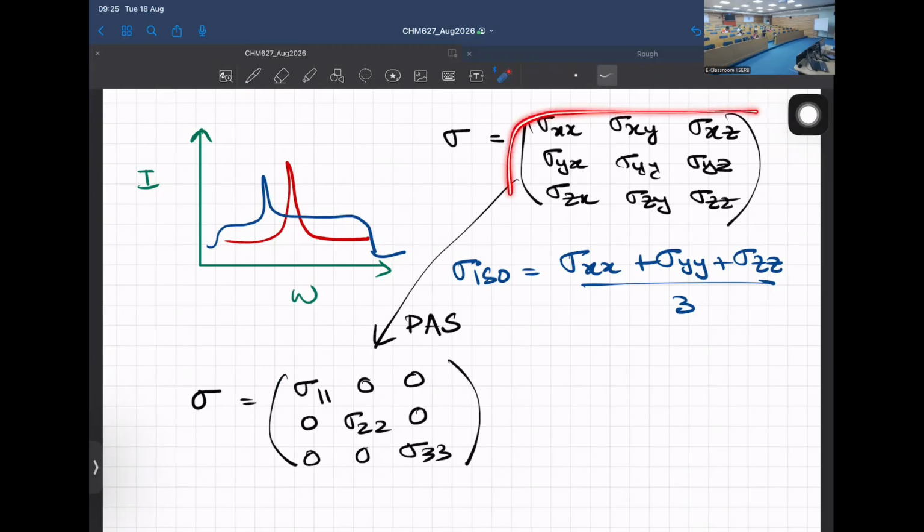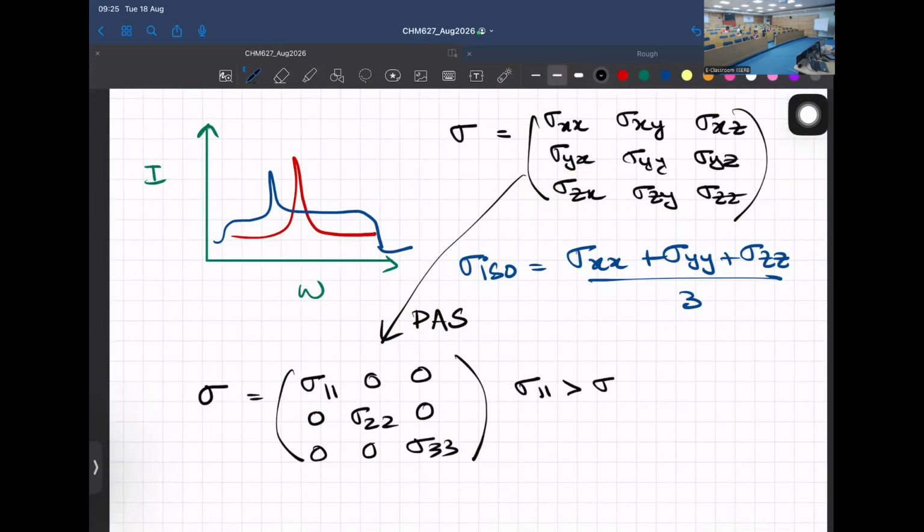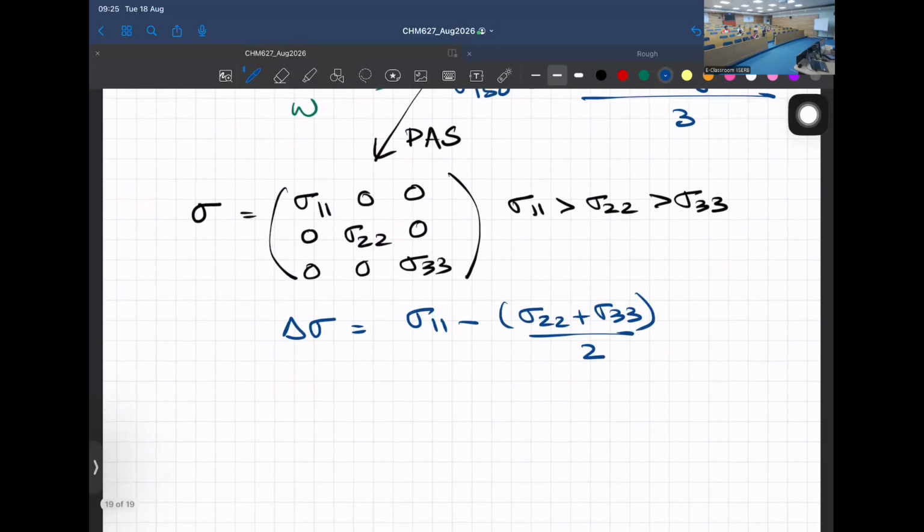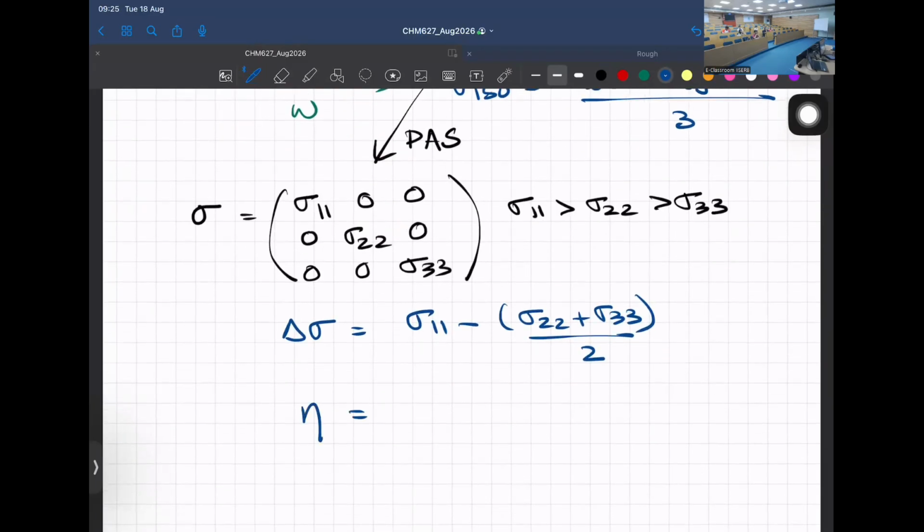You can always start with a 3x3 matrix and diagonalize it such that only the diagonal components exist, and you arrange them as sigma 11 greater than sigma 22 greater than sigma 33, which we call a principal axis system. For now, let's not worry about this. You can define anisotropy as sigma 11 minus (sigma 22 plus sigma 33)/2, and asymmetry as 3/2 times (sigma 22 minus sigma 33) divided by delta sigma. Why am I defining this?